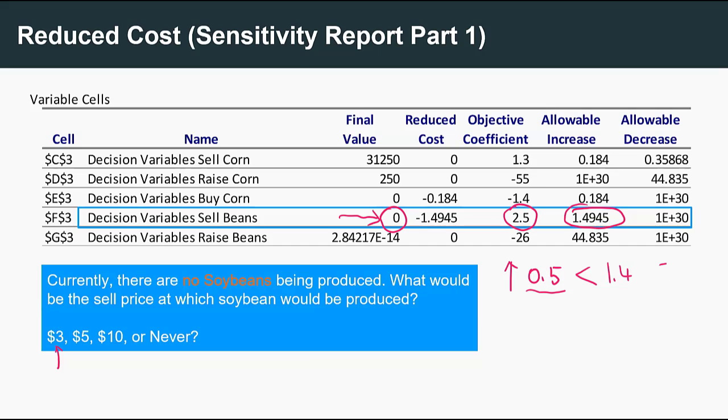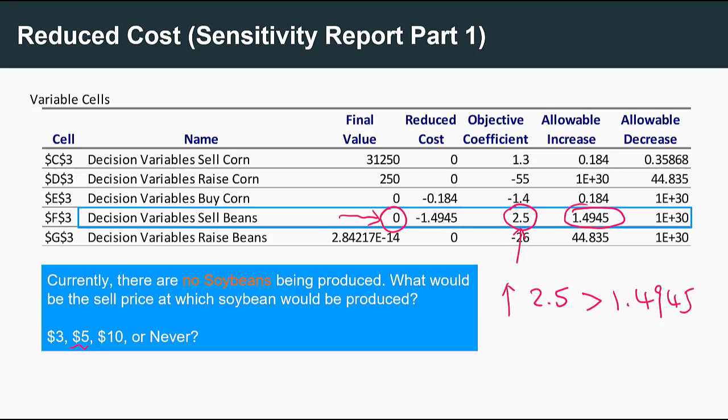be 0. And what about $5? So $5, if you compare to this 2.5, it's increased by 2.5. And this is greater than the 1.4945, and this value will change. It's not 0 anymore.